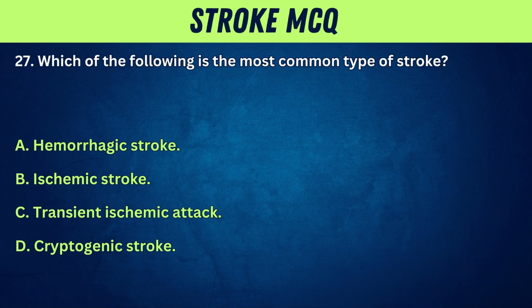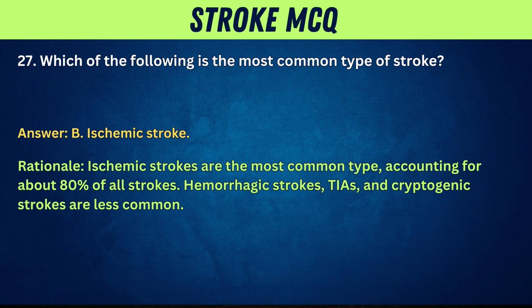Which of the following is the most common type of stroke? A. Hemorrhagic stroke. B. Ischemic stroke. C. Transient ischemic attack. D. Cryptogenic stroke. Answer: B. Ischemic stroke. Rationale: ischemic strokes are the most common type, accounting for about 80% of all strokes. Hemorrhagic strokes, TIAs, and cryptogenic strokes are less common.